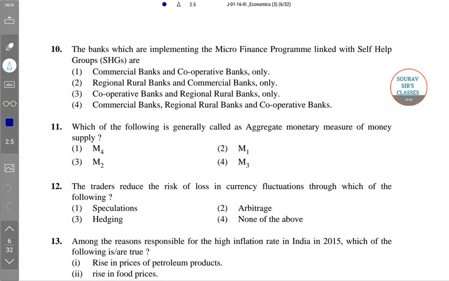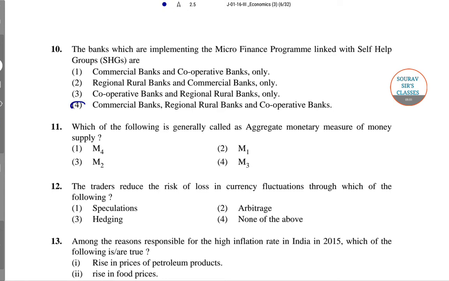In question number 10 it is given, the banks which are implementing microfinance program linked with self-help group are. 4 options are given: commercial banks and cooperative banks only, regional rural banks and commercial banks only, cooperative banks and regional rural banks only, and finally commercial banks, regional rural banks and cooperative banks, out of which we know the right answer would be option 4. That is, for question number 10, the right answer would be commercial banks, regional rural banks and cooperative banks. Now we will come to question number 11.